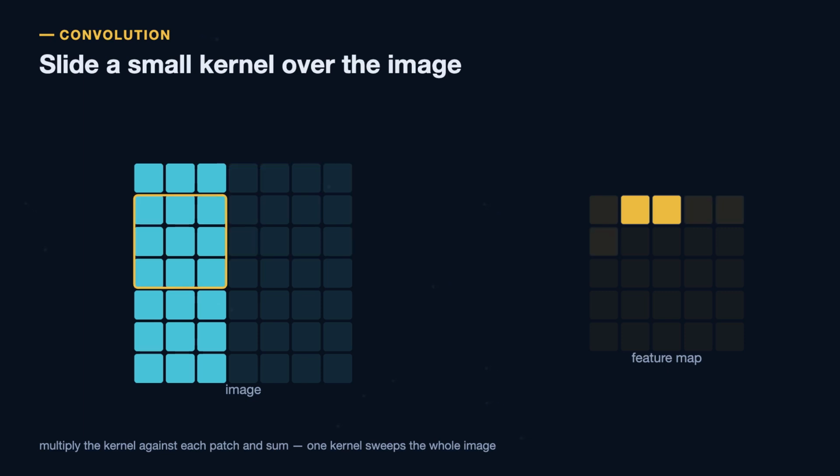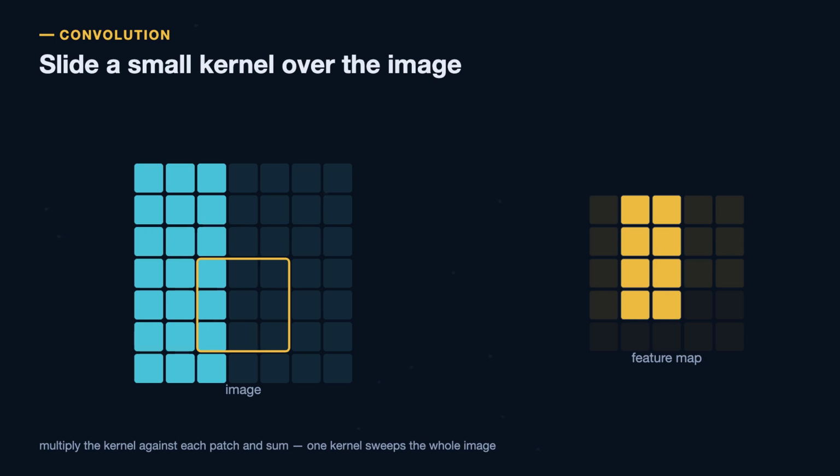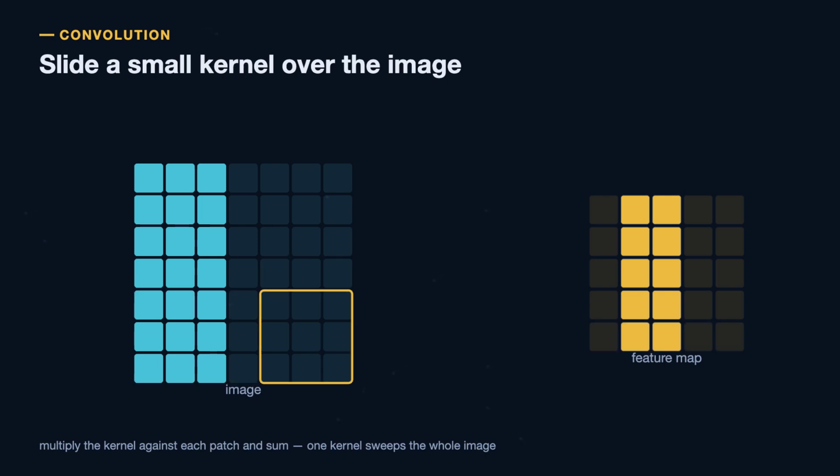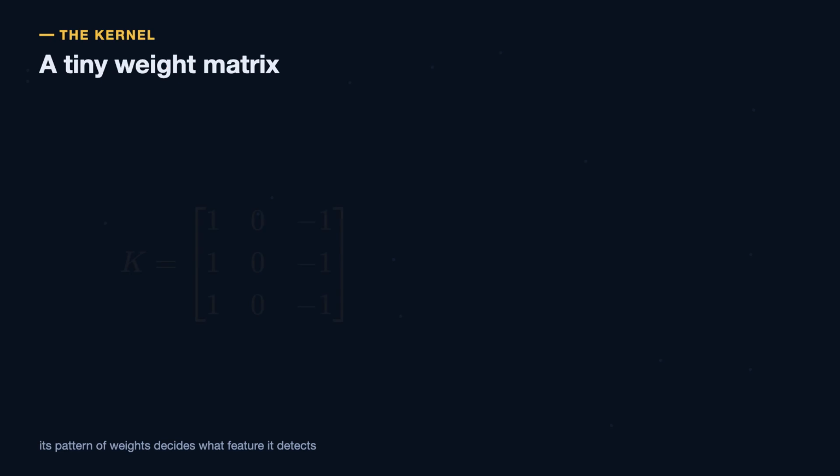Both truths come from a single operation, convolution. Take a small grid of weights, we call it a kernel, often just 3 by 3. Now slide it across the image, 1 position at a time. At each spot, multiply the kernel against the patch of pixels beneath it, and sum the result. 1 small kernel sweeping the entire image.